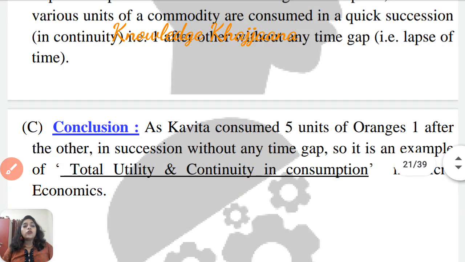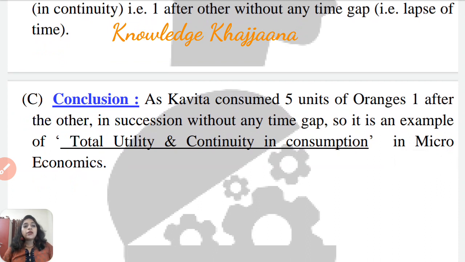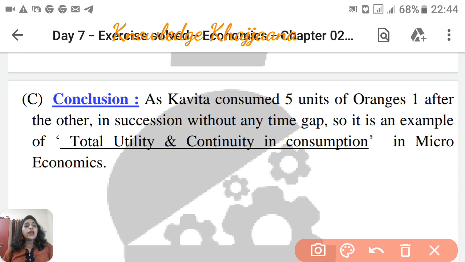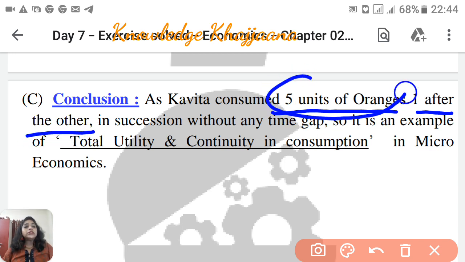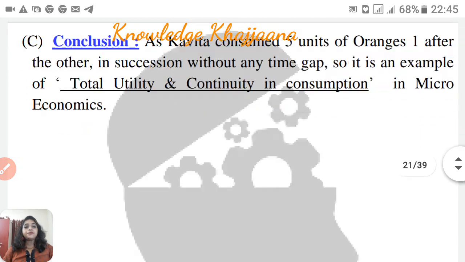We have to conclude, so we have to join or relate the example with the concept which we have found out. As Kavita consumed 5 units of oranges one after the other in succession without any time gap, it is an example of total utility and continuity in consumption as per microeconomics. See how I have joined the sentence over here. As Kavita consumed 5 units of oranges one after the other, here one concept was hidden, and here the second concept was hidden. So both the concepts are applicable for this statement.